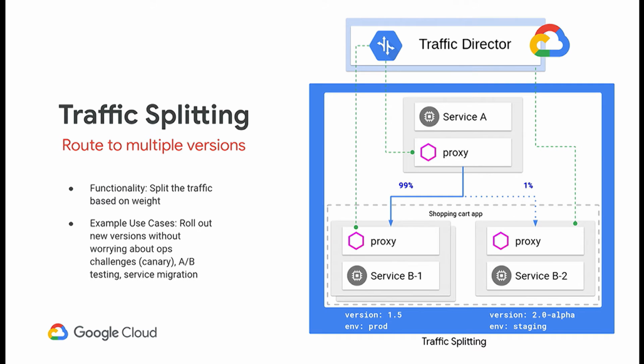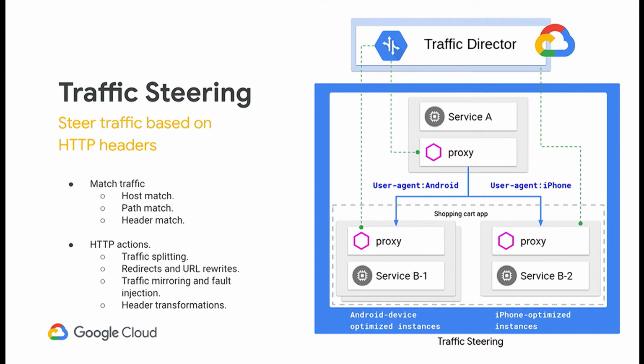So the most popular feature that I get asked for is traffic splitting. This is where you've got traffic, you've got two versions of the service. So you want to say send 99% to one and 1% to another. So that's a very popular ask. You can do that easily with Traffic Director. It's purely a policy.